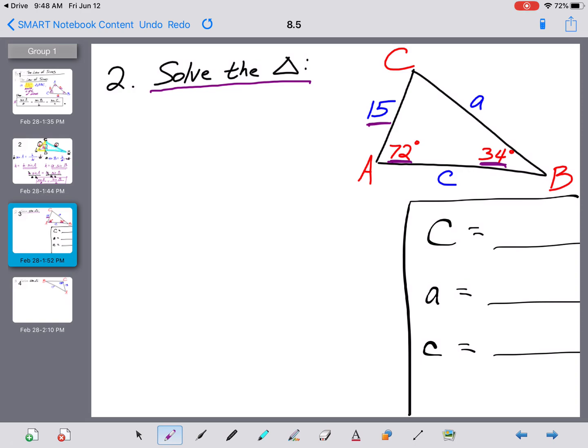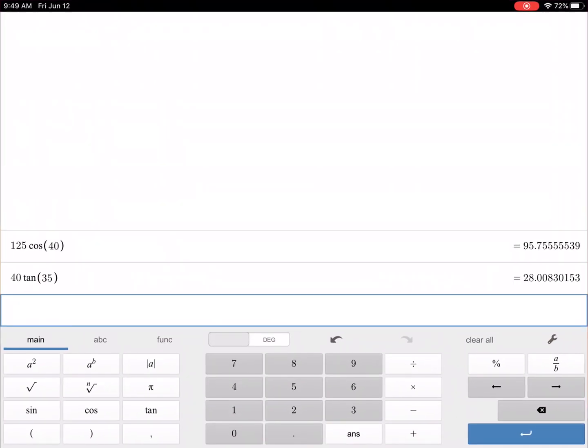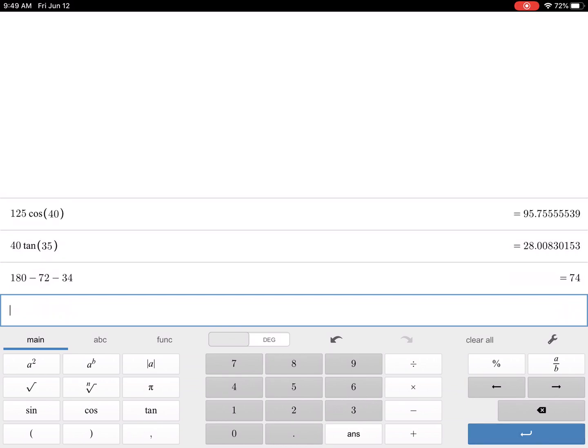You were already given 2 angles within this triangle of 72 and 34 degrees, so to find angle C, we're just going to subtract those 2 numbers from 180. 72 and 34. So I'm going to take the total of 180 minus 72 degrees and minus 34 degrees. And that gets us an answer of 74 for this angle here.